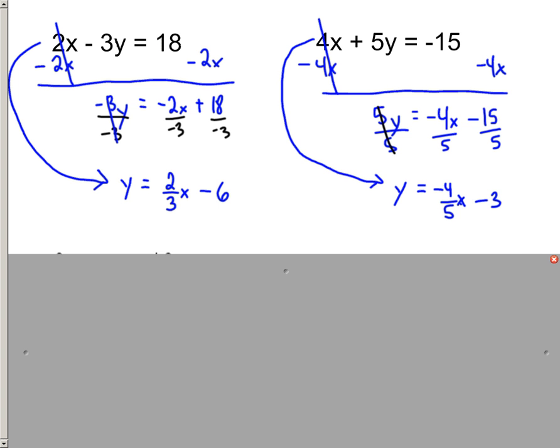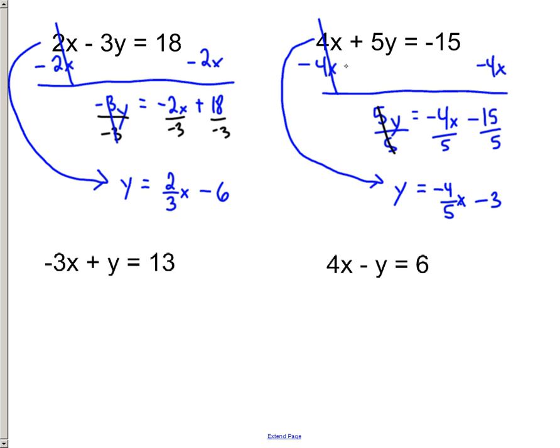Here's two other easier ones. I just want to make sure you didn't have any type of issues with these. Plus 3x, plus 3x. And we're left with positive y equals 3x plus 13. Because the coefficient of this y is positive 1, I don't need to go any further. We're done. The y is free there.